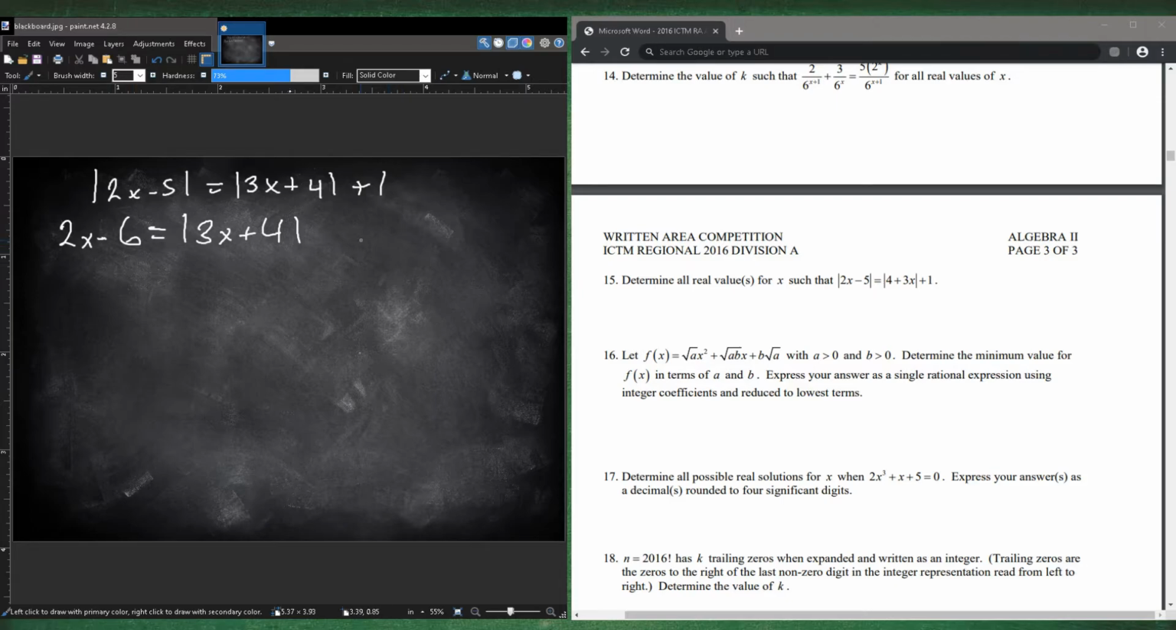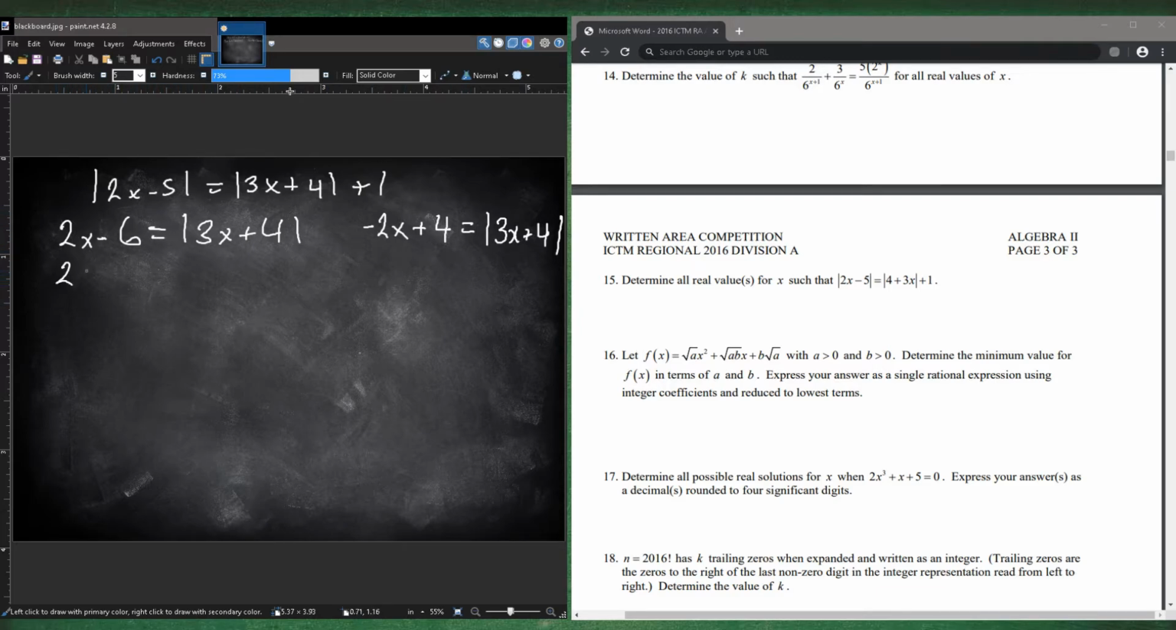If 2x minus 5 is negative, you multiply it by negative to make it positive. So that's the next possibility: negative 2x plus 5 is equal to the absolute value of 3x plus 4 plus 1. Move that 1 to the other side, so that's negative 2x plus 4 equal to the absolute value of 3x plus 4. Now we have to do it again, so we're going to have 4 possible combinations, 2 from here and 2 from here.